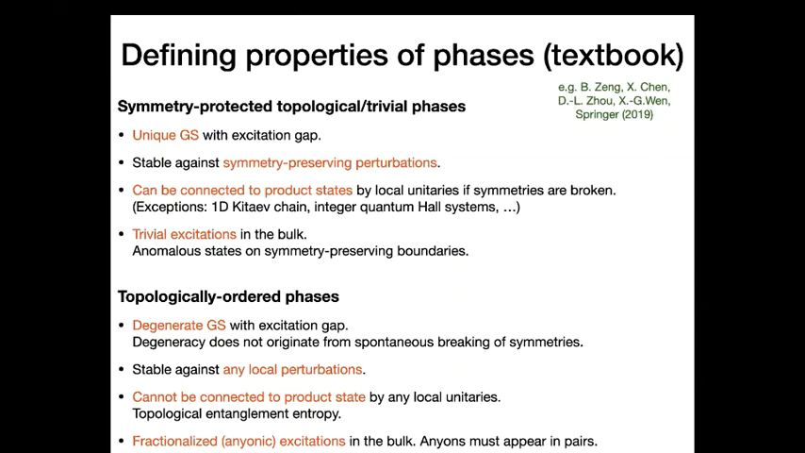So I'm just saying these are completely different. For the ordered phases, we have ground state degeneracy, and it is stable against any perturbation. So we don't have to respect the symmetry of the model, although the model has some symmetry. We can break it, but still, these topological ordered phases remain topological, and they cannot be connected to a product state by local unitaries. And we have excitations which are fractionalized. Starting from an electron system, you can have excitations with fractional charges or separation of spin and charge degrees of freedom. So these are the features of topological ordered phases.